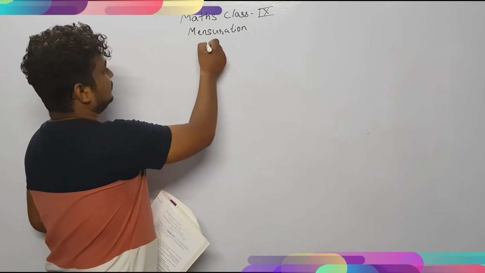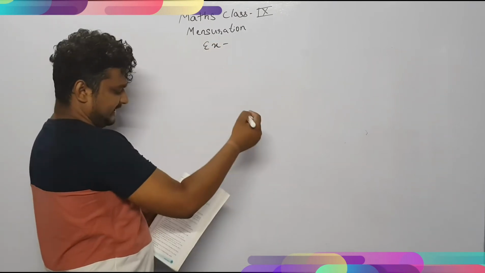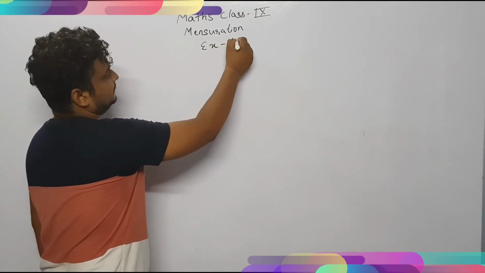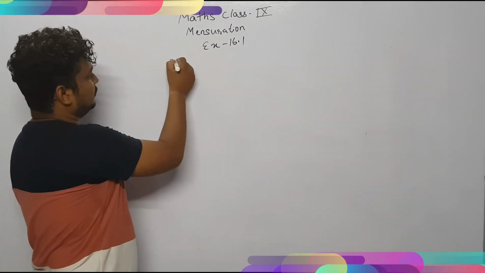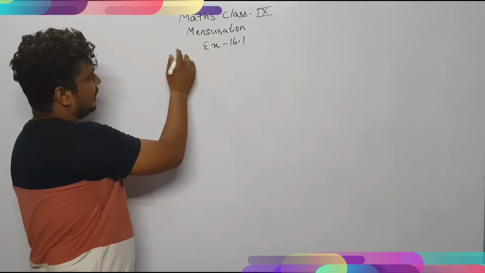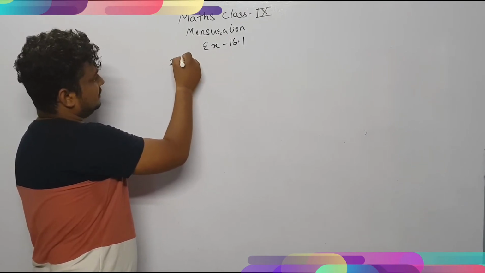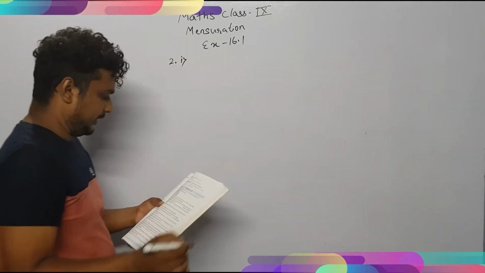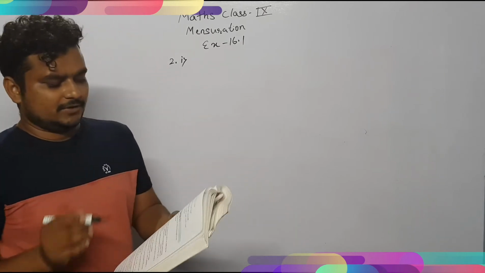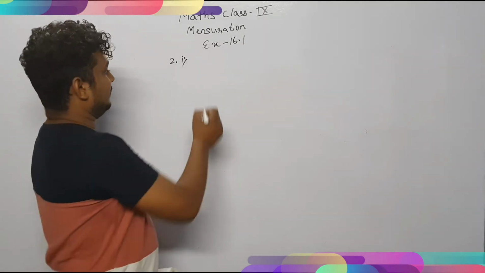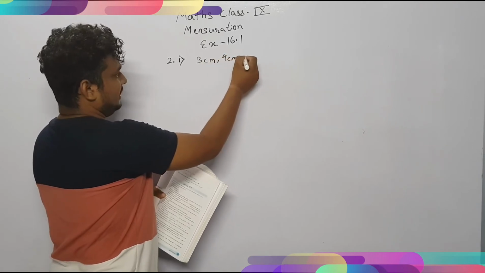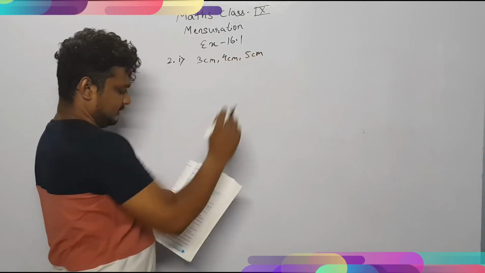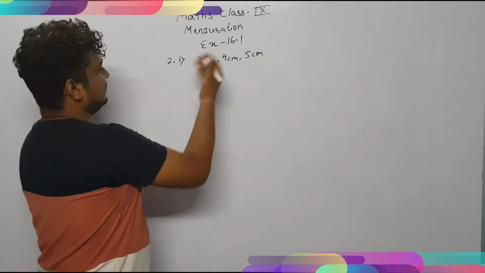So coming to the exercise question. Exercise 16.1, in the old book it is 15.1. So we are going to deal with question number 2, the first part of question number 2. What is said in the question: find the area of the triangle whose sides are 3 centimeter, 4 centimeter and 5 centimeter. Okay, so these are the sides.